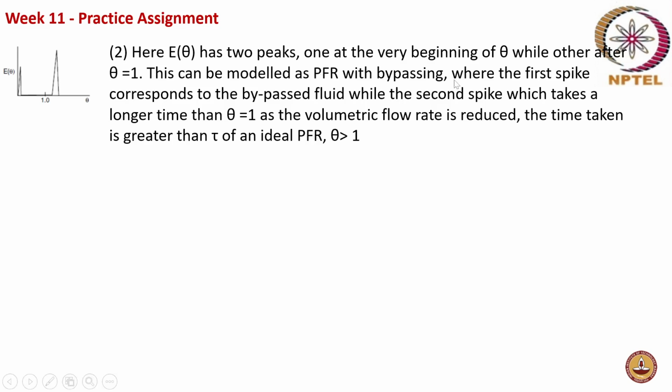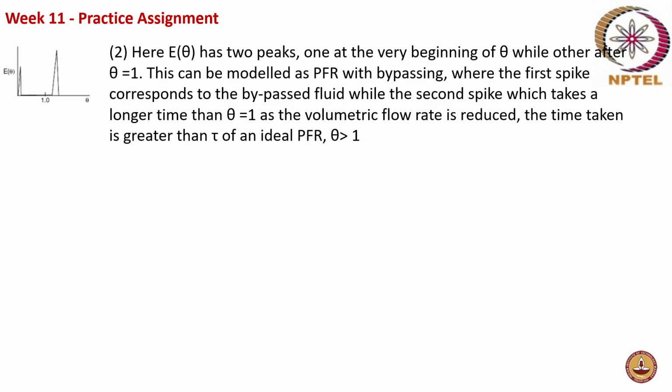So here the first spike corresponds to the bypassed fluid, while the second spike, which takes a longer time than theta equal to 1, is because the remaining part of the fluid takes a longer time, as the volumetric flow rate of the remaining part of the fluid is reduced.